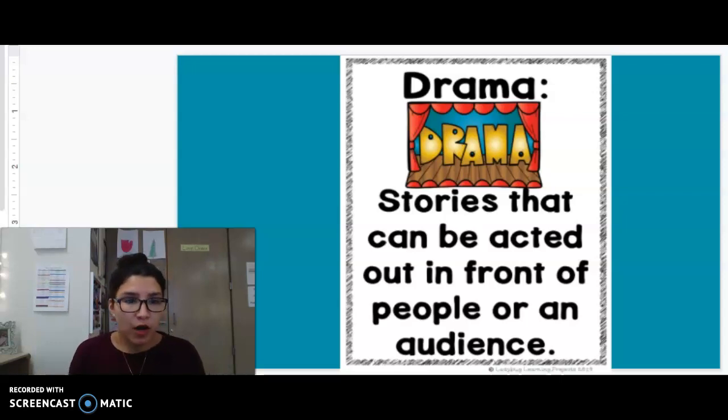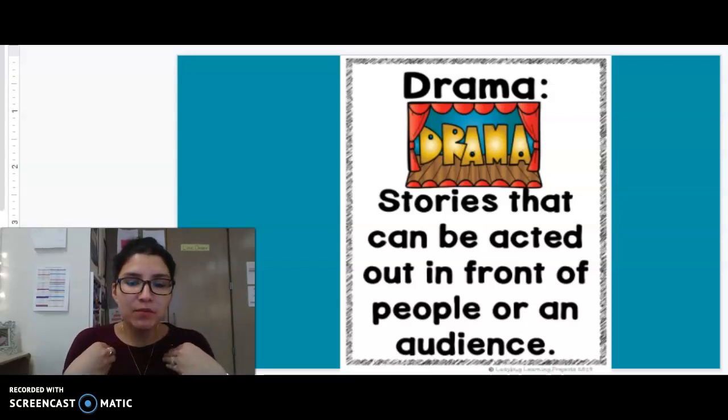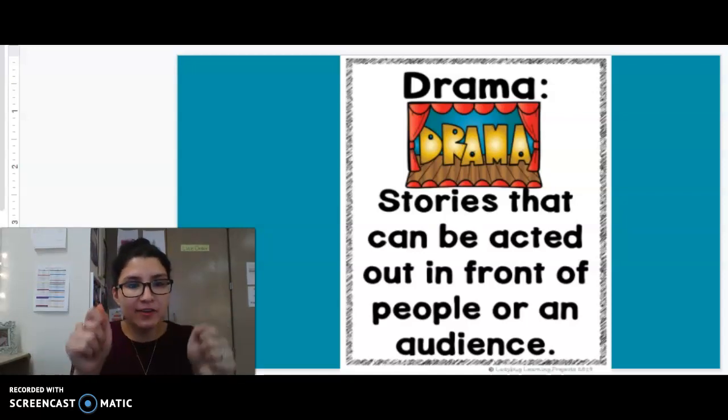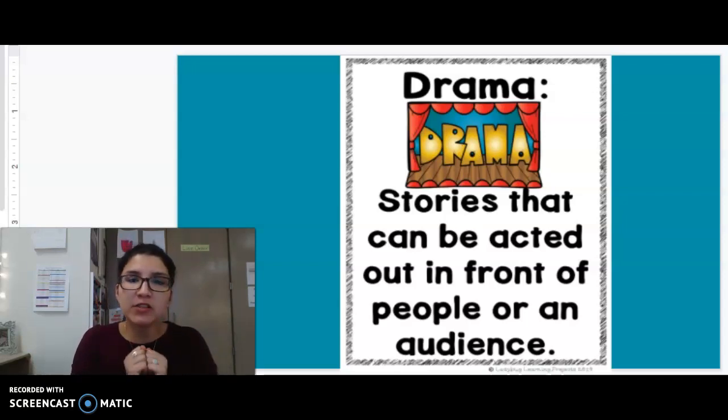Drama. Drama is also known as a play. It's a story that can be acted out in front of people or an audience. So what I have been doing, I have been getting some scripts, and I have been acting out the different characters in these plays. So for example, let's think back to The Veggie Thief. I was pretending to be the skunk. I'm sorry, I was acting like I was the skunk and the rabbit, right? So The Veggie Thief is a story that I had little sticks and I was acting it out in front of you, my audience. Okay, so a drama is also known as a play.